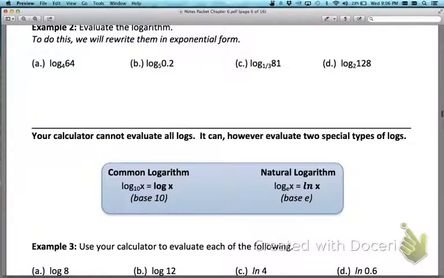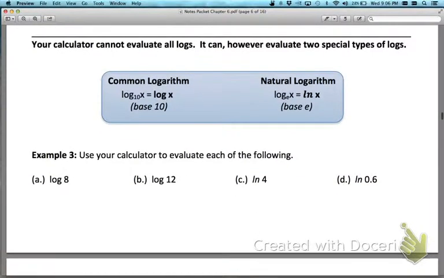Now, your calculator doesn't do all logarithms. There's infinitely many, so we would have to have some way to do that. What we need to know is the common log versus the natural log. These are the two that most calculators will do. Some of you have fancier ones that'll do it. That doesn't mean you don't need to know this because it's going to matter when we're solving equations, okay?